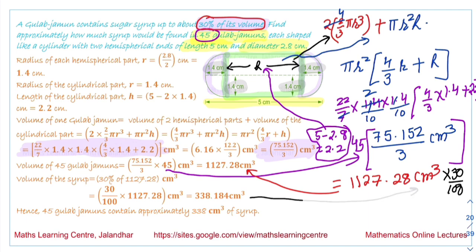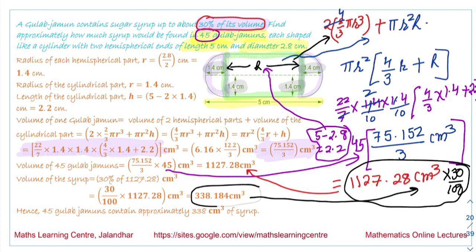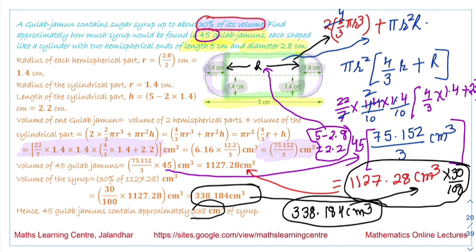So on calculating this value, we will get the answer: it is 338.184 centimeter cubes of sugar syrup in these gulab jamuns, and the approximate value we have is 338 centimeter cube.